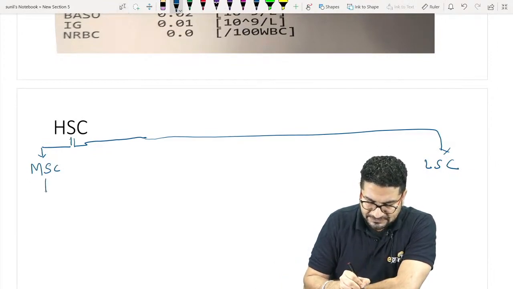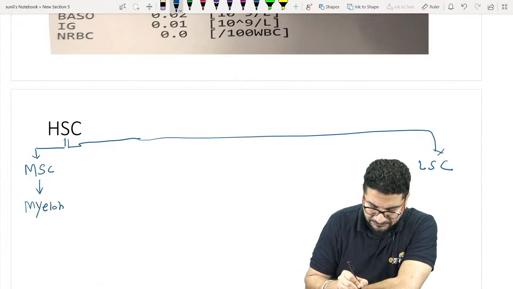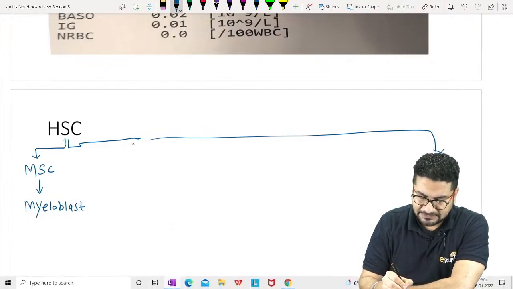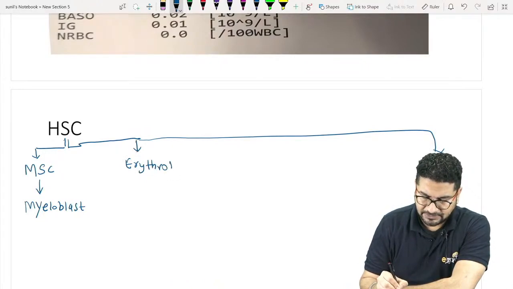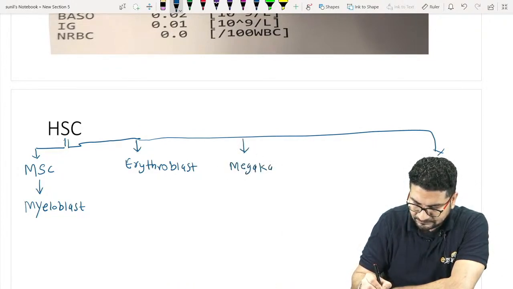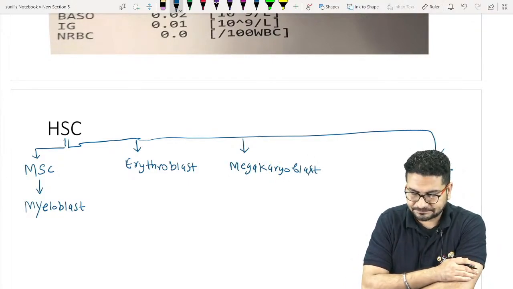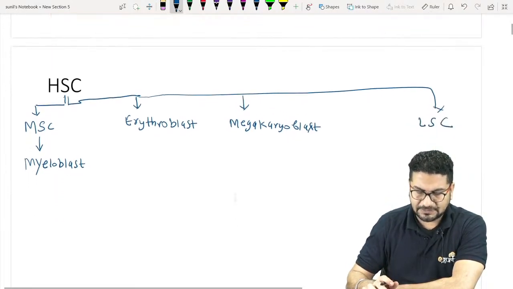This myeloid stem cell will produce myeloblast. Similarly, we have some other cells, like erythroblast, megakaryoblast. So try to understand this. Myeloid stem cell will produce myeloblast.